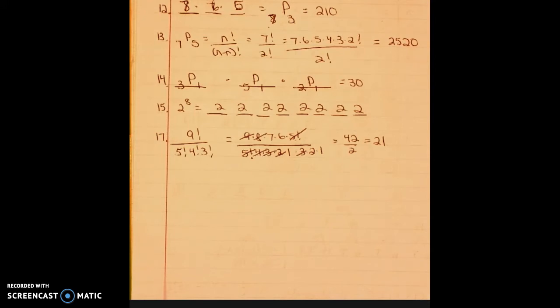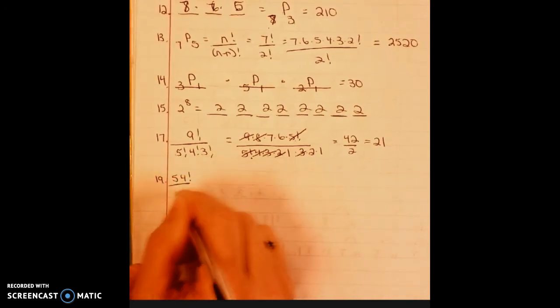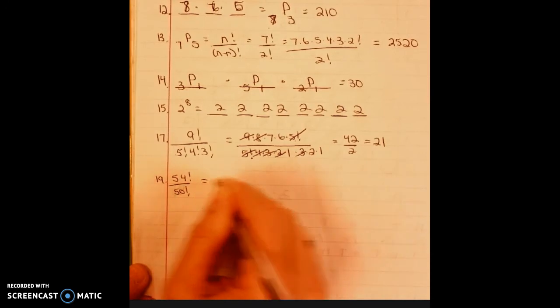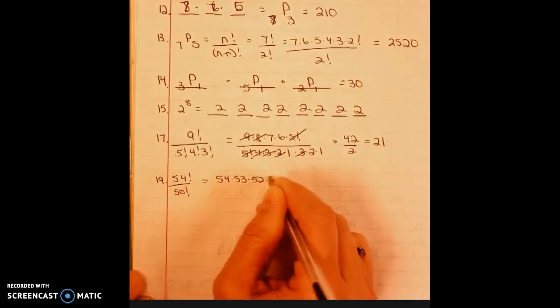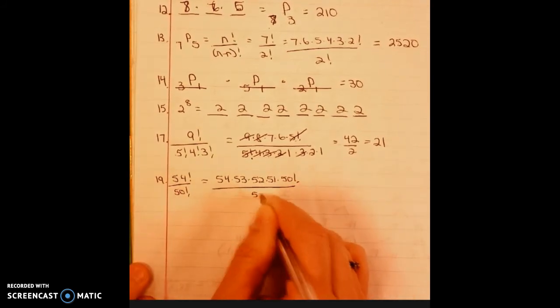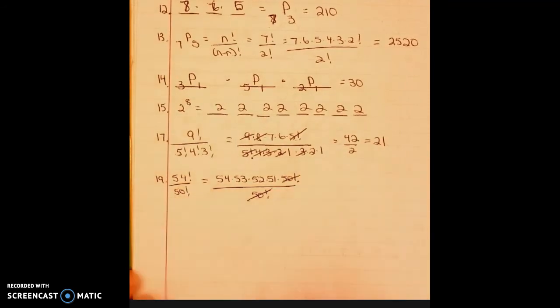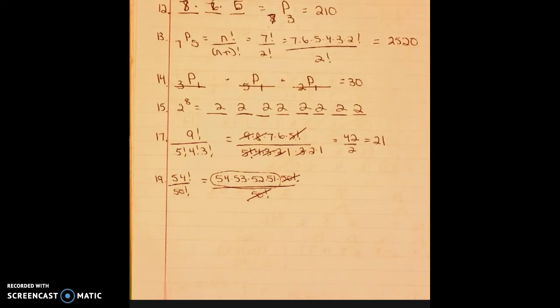I'm going to skip to number 19. They want me to write it as a product of integers. So I have 54 factorial over 50 factorial. So we're just going to expand it again down till we get to 50 factorial, which cancels in the denominator, and there's your final answer written as the product of integers. Let's take a look at one more of those.